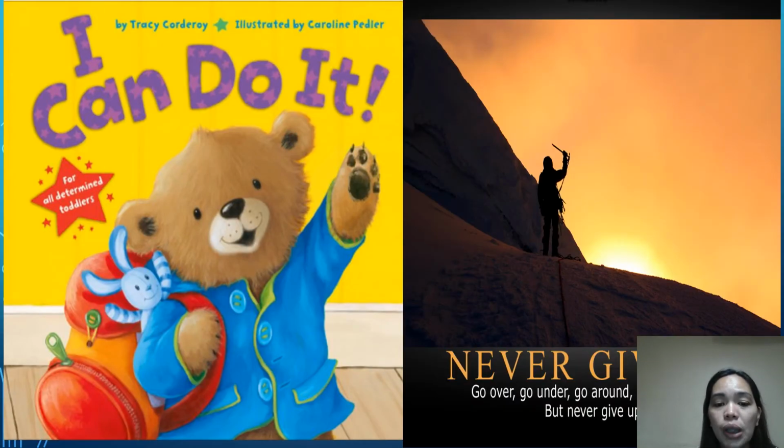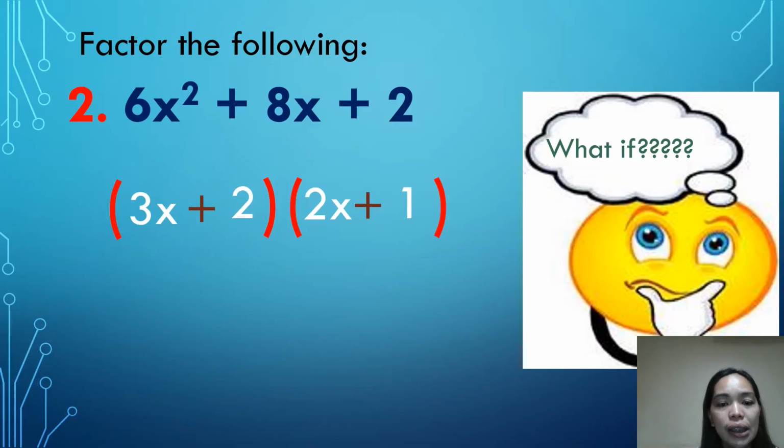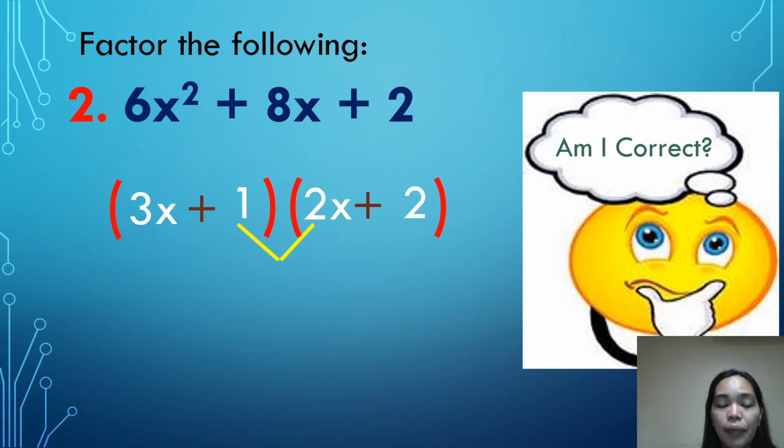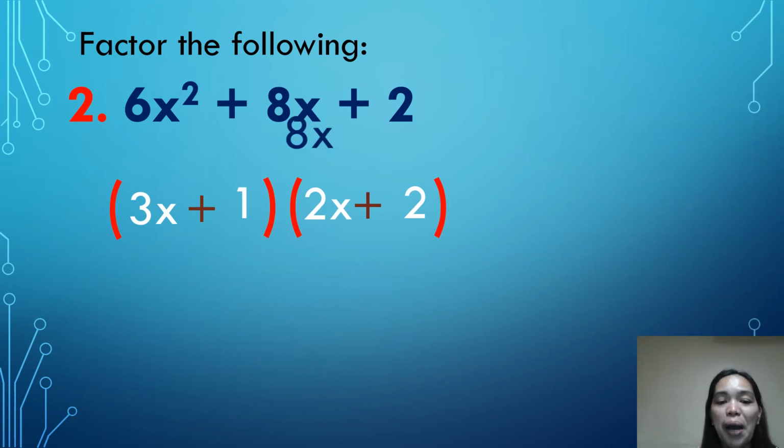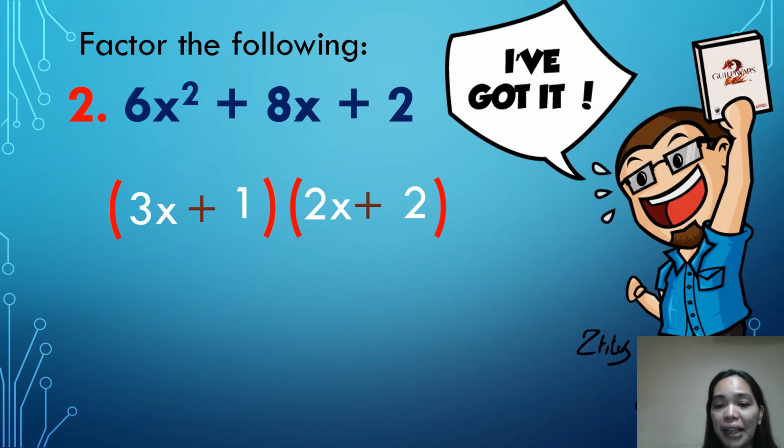So we have to do something. Never give up. Just try another way of replacing the factors. In this case, what if we interchange the factors of 2, making it 1 times 2. Now, let us check if our second trial is correct. The inner term is 2x. The outer term is 6x. And what is the sum of 2x and 6x? We have 8x. And finally, our second trial is correct.